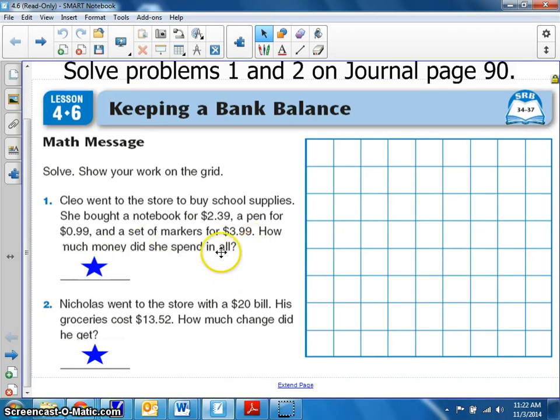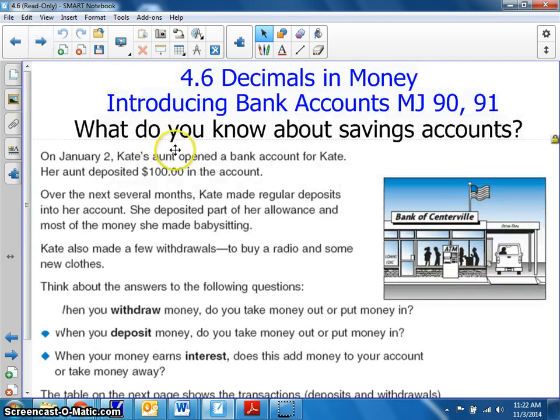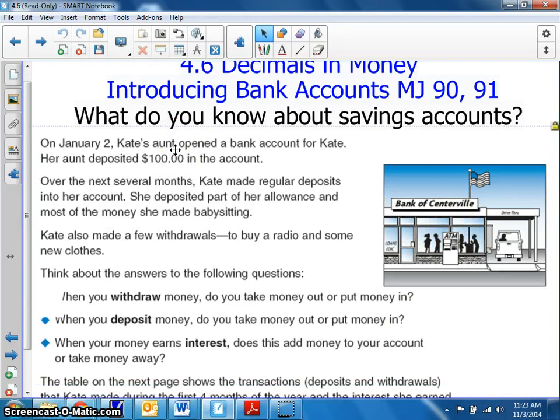Can you tell me how much they spent in all? Or can you tell me how much change they get if he gave a $20 bill, but the groceries only cost $13.52? Can you determine when you add and when you subtract? I hope you paused and answered those.